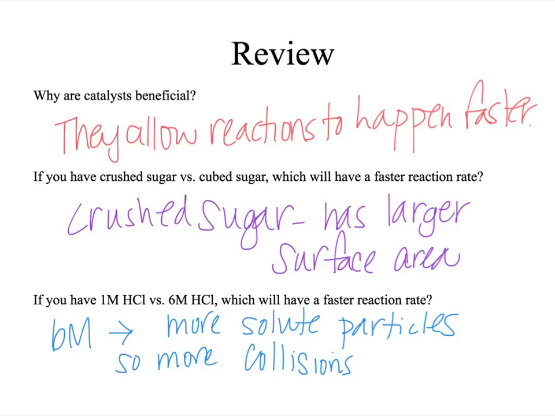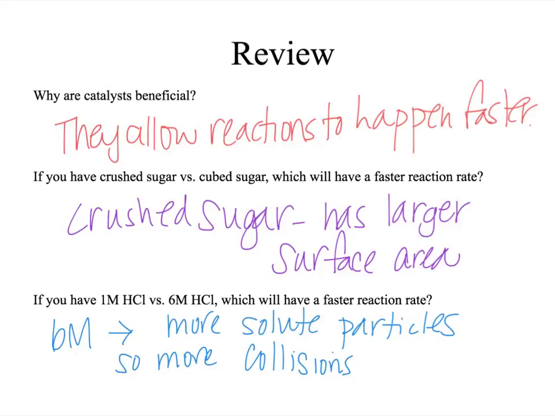Next question, if you have crushed sugar versus cube sugar, which will have a faster reaction rate? And of course, common sense and our real world experiences tell us that crushed sugar or granulated sugar, like what we're used to using on our cereal or in our tea or coffee, has a larger surface area than a sugar cube, and so it would dissolve faster or react faster.